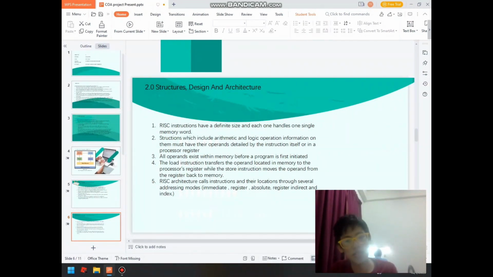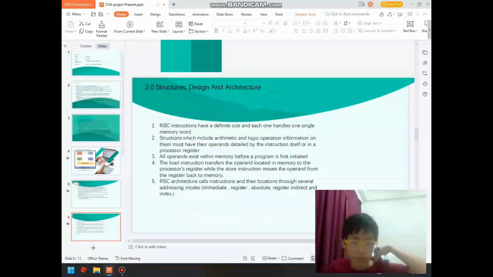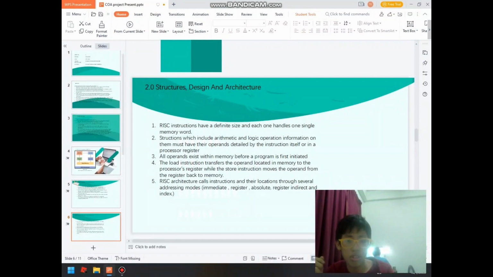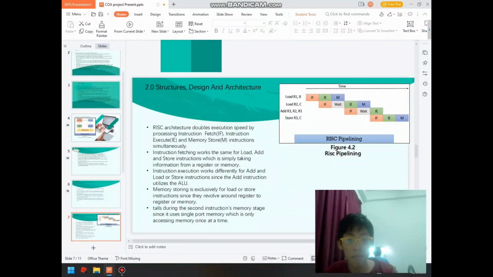The load instruction transfers the operand located in memory to the processor's register, while the store instruction moves the operand from the register back to memory. This is very self-explanatory. So the load instruction essentially tells the processor to transfer the operand from memory to its register, while the store instruction just tells it to move from register back to memory. RISC architecture calls instructions and their locations through several addressing modes: immediate, register, absolute, register indirect, and index. I won't waste time. I'll move on to RISC pipelining.